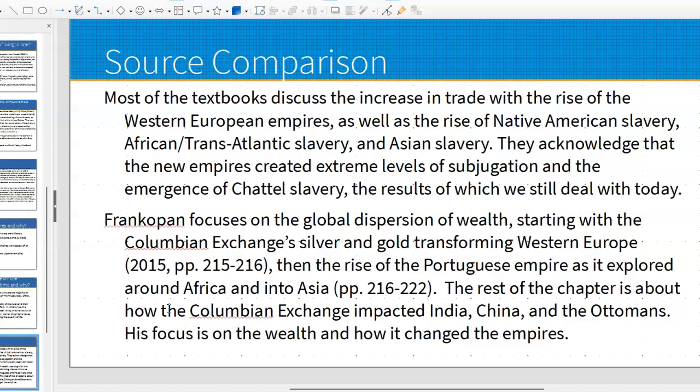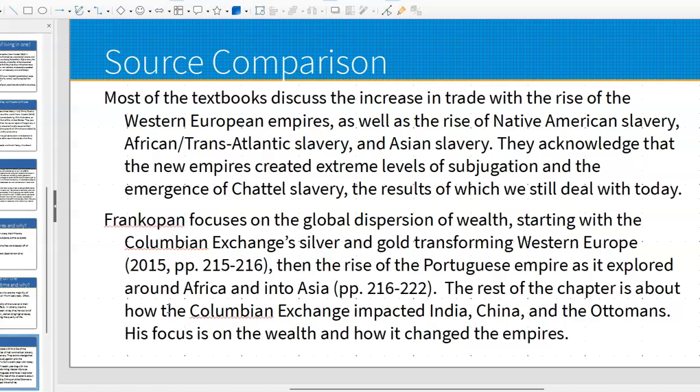Frankopan focuses most of Chapter 17 on the global dispersion of wealth, particularly silver, through the Columbian Exchange, which transforms Western Europe. It sees the rise of the Portuguese Empire, which utilizes its wealth to expand around Africa and into the Asian markets. He also begins to discuss the emergence of the Dutch and Central Europe. But the majority of the chapter is focused on how the Columbian Exchange impacts India, China, and the Ottomans.